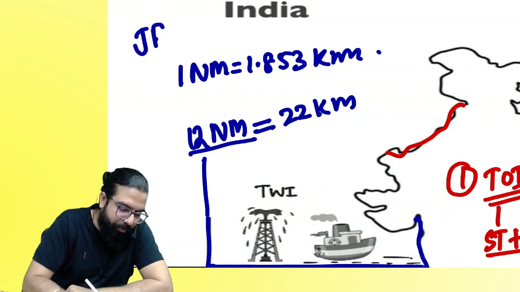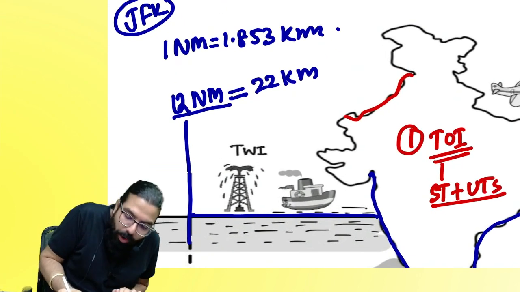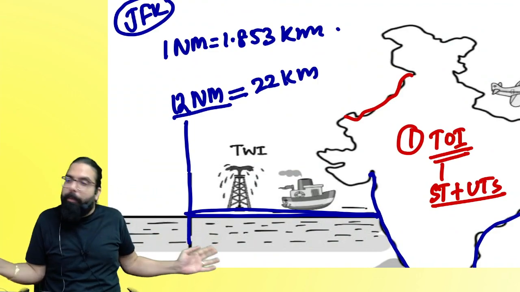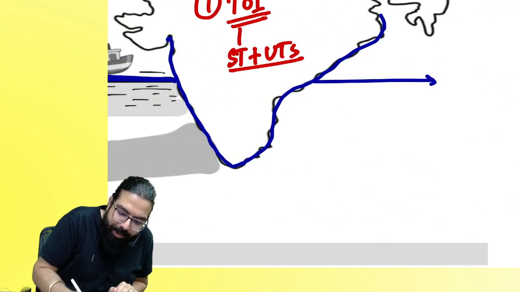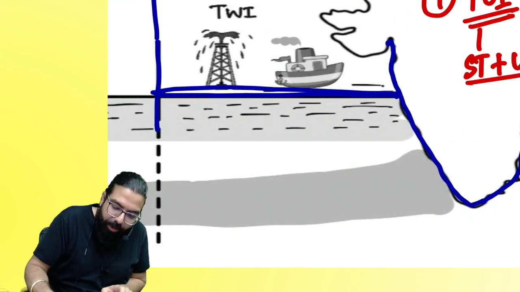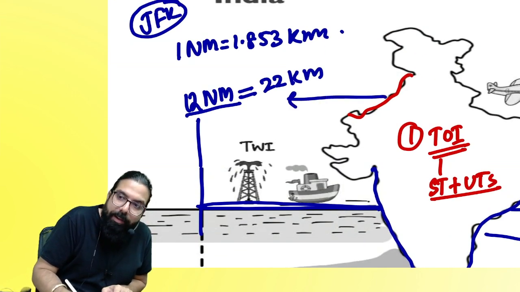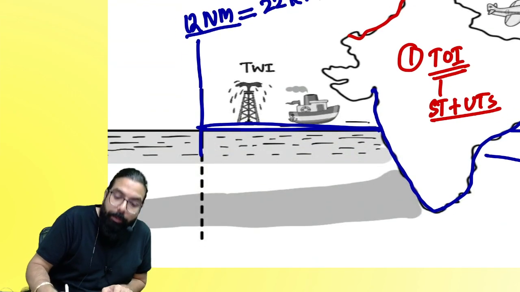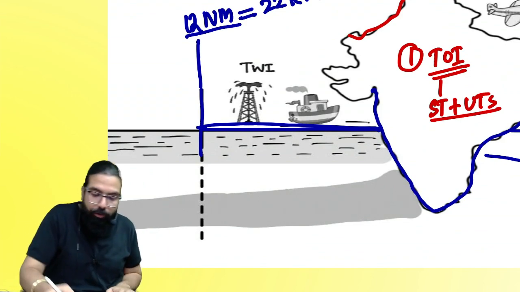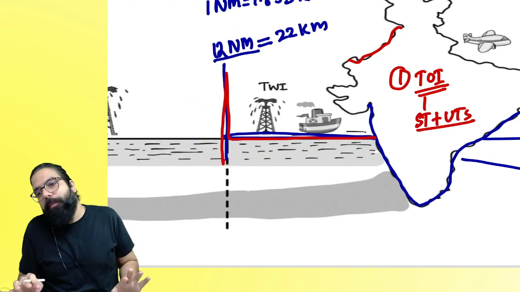JFK. What is JFK? Just for knowledge. Okay, now listen. From the baseline, when you go 12 nautical miles in the water, that is also India. Both sides it is applicable. Now don't say that from here 12 nautical miles is Pakistan and I will take Pakistan as India. No, we are talking about water. Territorial waters are also India. So 12 nautical miles, up to 22 kilometers, is also India.